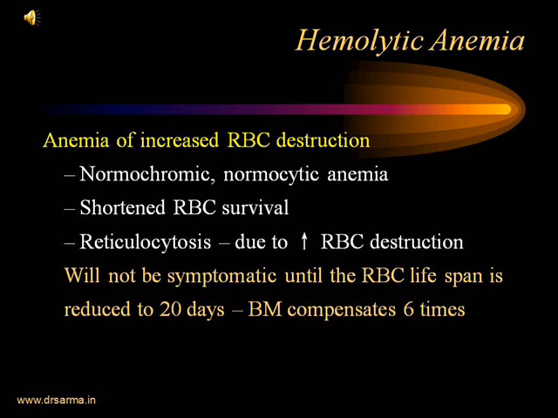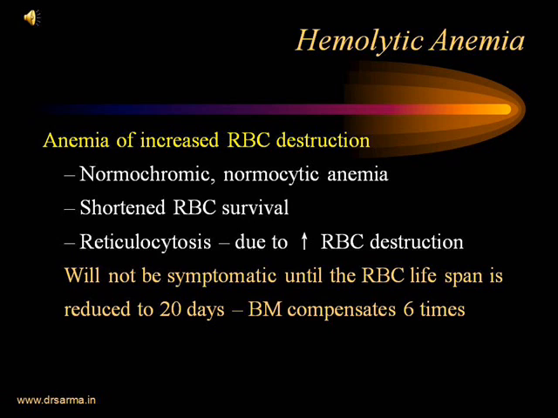Reticulocytosis is seen in the peripheral smear due to increased RBC destruction and increased demand on the bone marrow to produce more and more RBC. In the bargain, RBC which are mature come into the circulation, and also some of the immature RBC like the reticulocytes also are forced into the circulation.